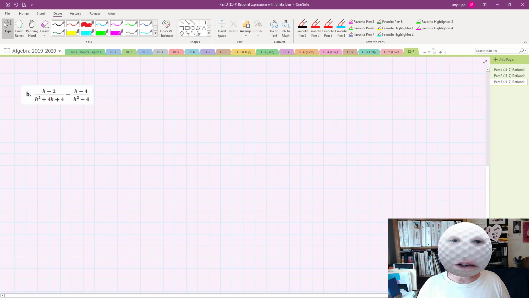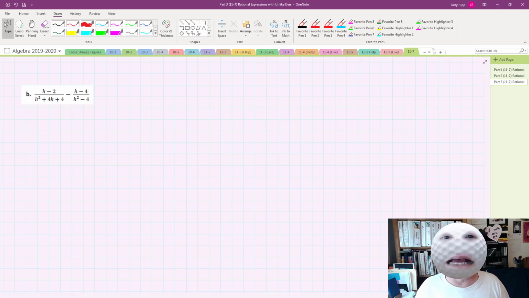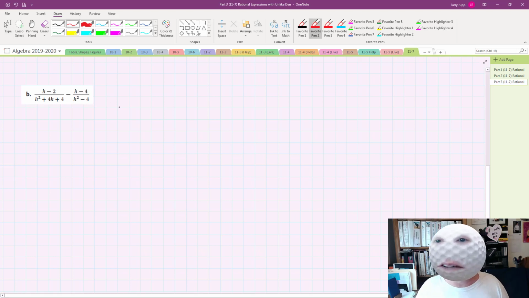Okay, let's do a second one. Not in red pen, thank you. So we have our two denominators. Remember, I'm showing you how to start each of these problems, and each one I've started by finding the least common multiple between the denominators. So we have h squared plus 4h plus 4.